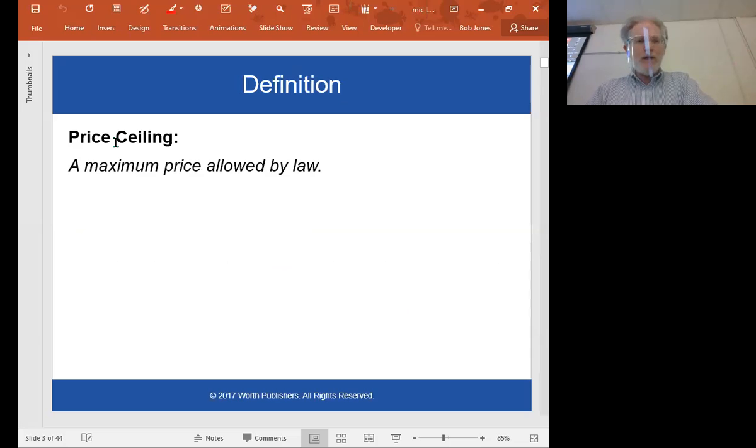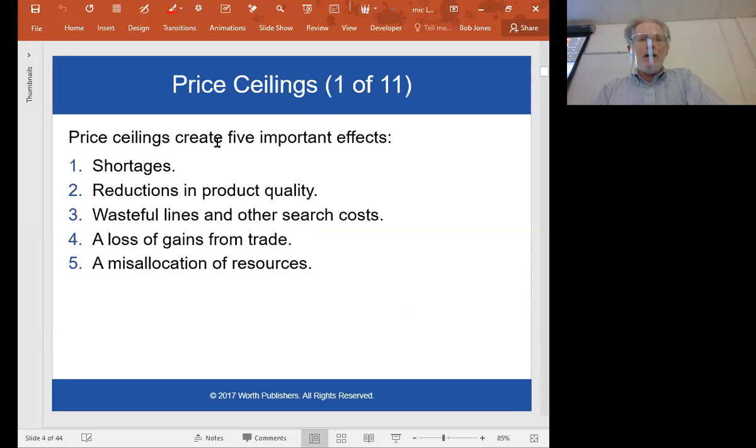But as I said, a price ceiling is a maximum legal price. And ceilings have a number of important effects. The easiest one to show is shortages. And we'll be going through each one of these, but I'll just mention these first. Also, reductions in product quality. When the government says to a producer, you can't charge more than a certain amount, you should expect that the quality of that product is going to go down. Okay? Wasteful lines and other surge costs.